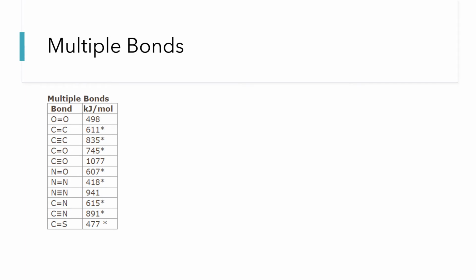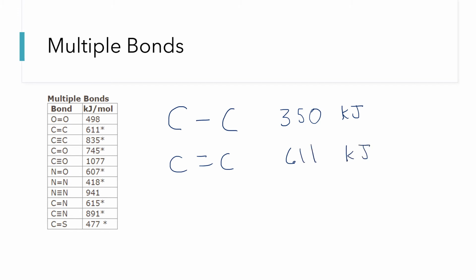This table is showing you those bond energies for multiple bonds, and there's a pattern that I would like to point out to you, but we need a number off of the previous slide, which is the carbon-carbon single bond value, about 350 kilojoules. The carbon-carbon double bond value off of this table on this slide is about 611 kilojoules, and the carbon-carbon triple bond value from this table is 835 kilojoules.